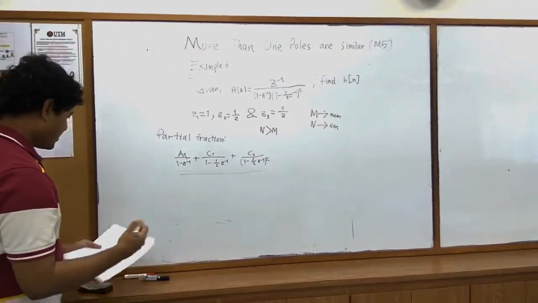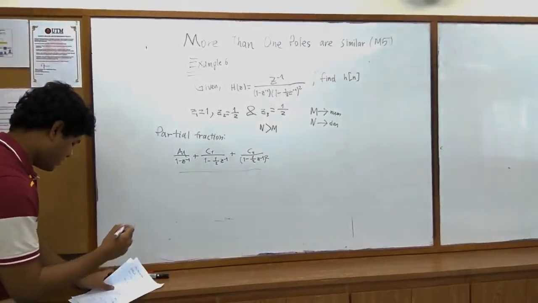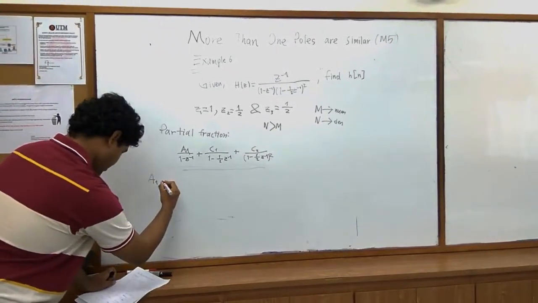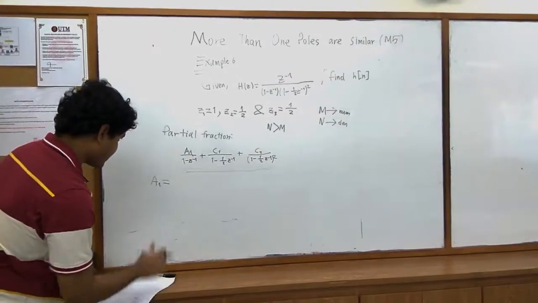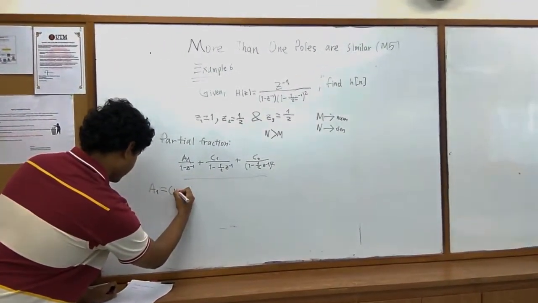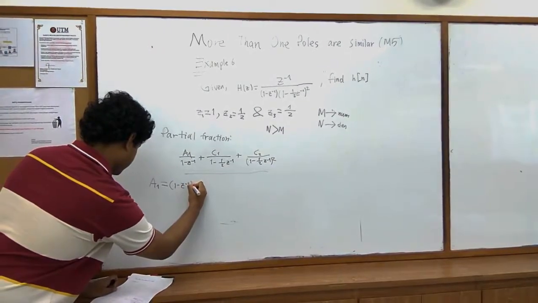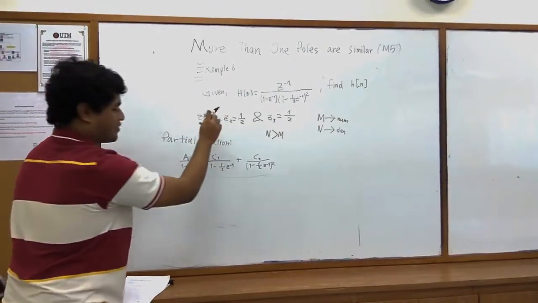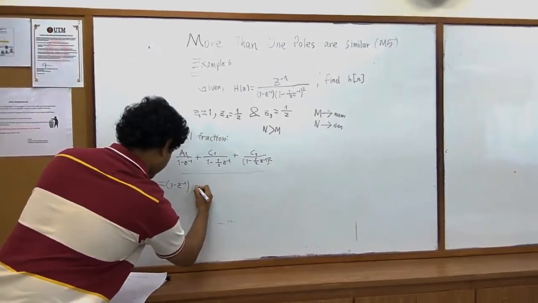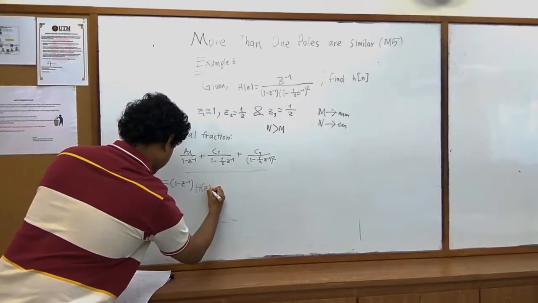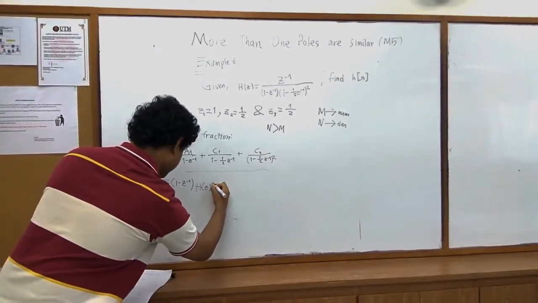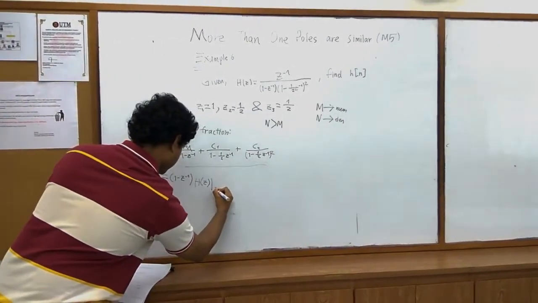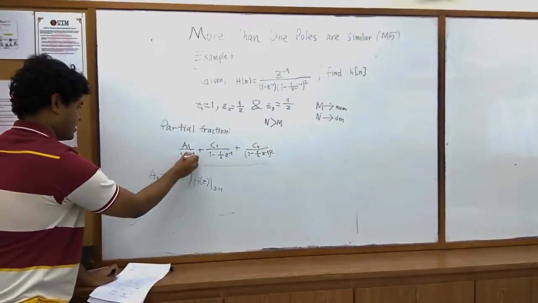So how do we normally find them? This is how we usually do it in class. Let's say you want to find A1. We must multiply the denominator of the A1 term, 1 minus z to the power of minus 1, with H(z). Okay, this is what you get. Then you must substitute the pole for A1. The pole is z equal to 1, in this case only.